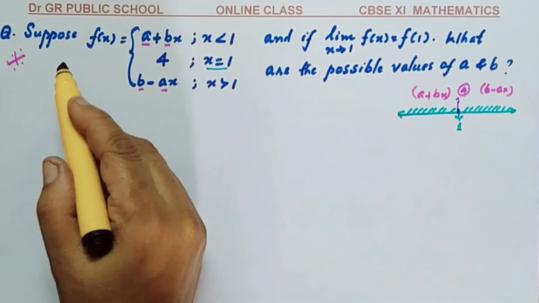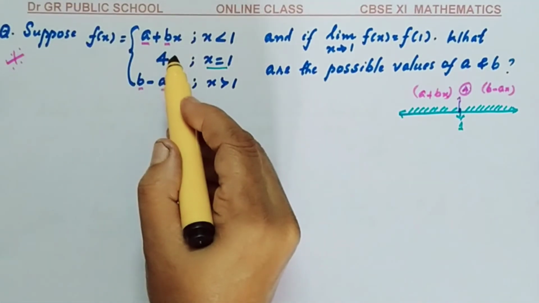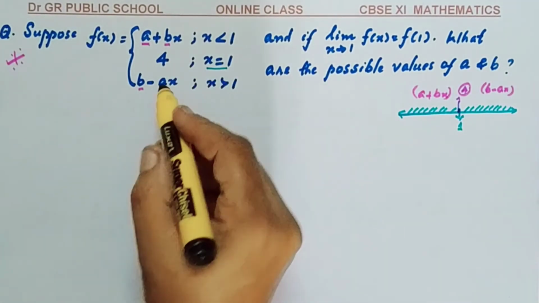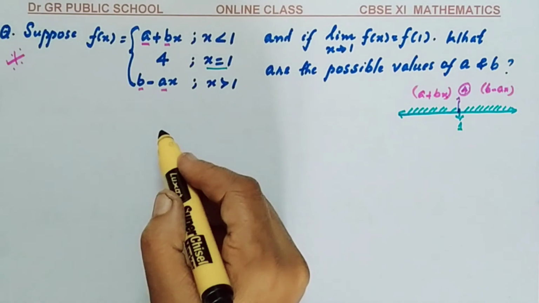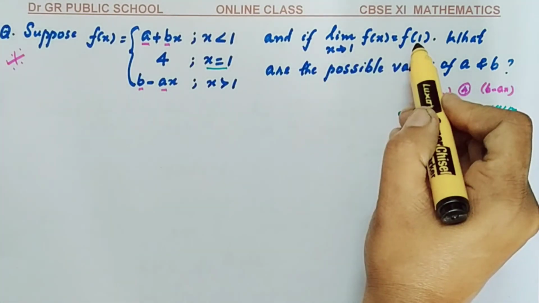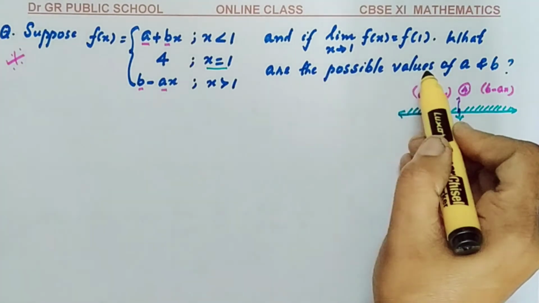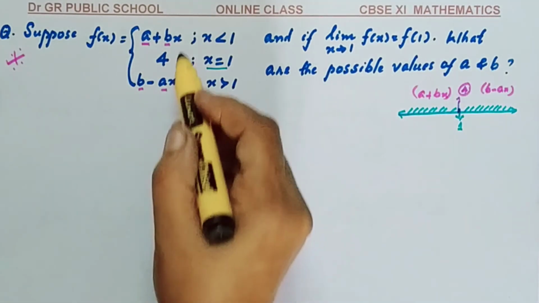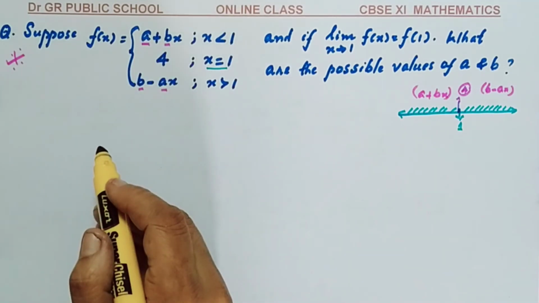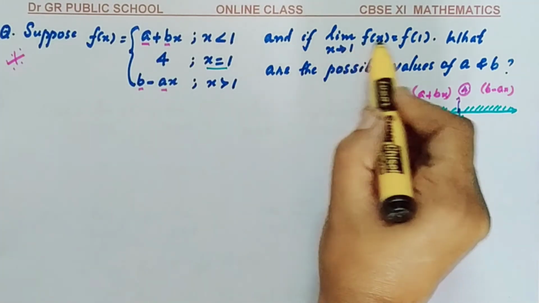Another question. Suppose f(x) equals a plus bx when x is less than 1, 4 if x equals 1, and b minus x when x is greater than 1. If the limit as x tends to 1 of f(x) equals f(1), what are the possible values of a and b? In the given function, there are constants a and b. You are asked to find the values of a and b. This is the given condition.